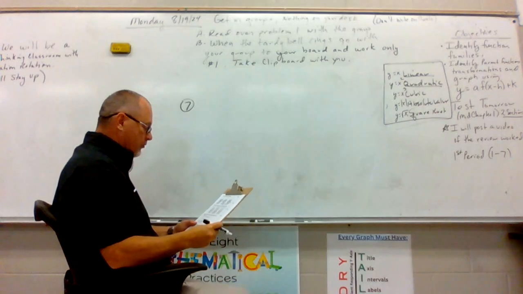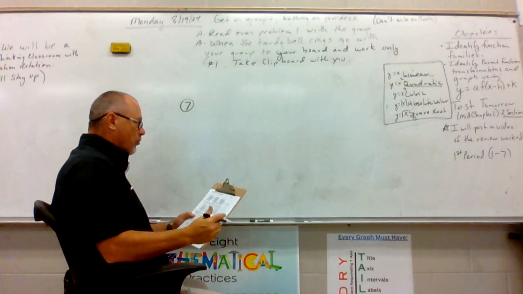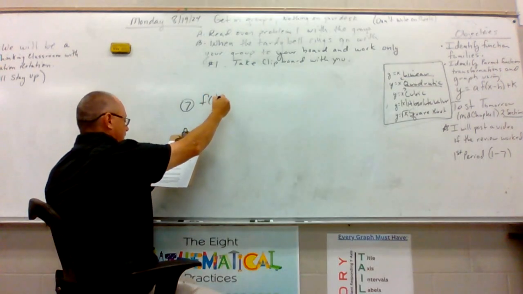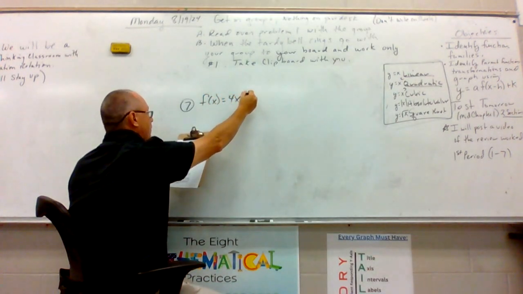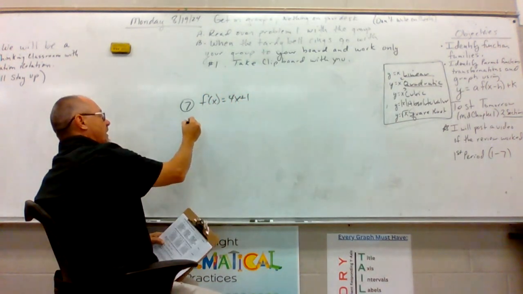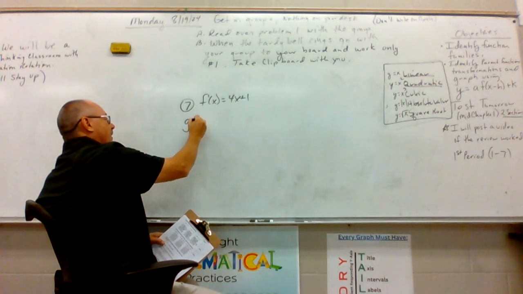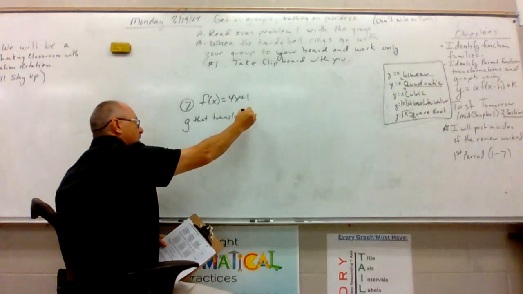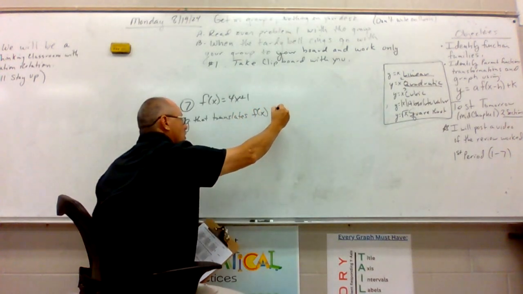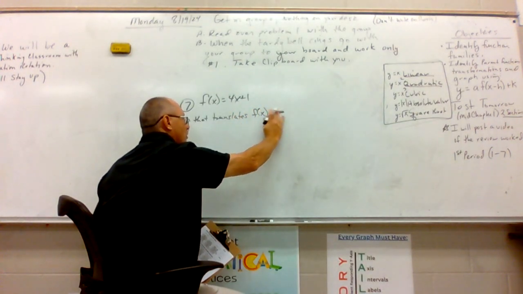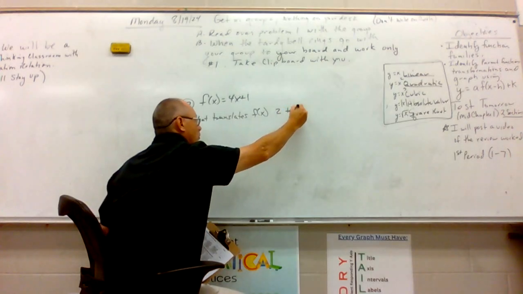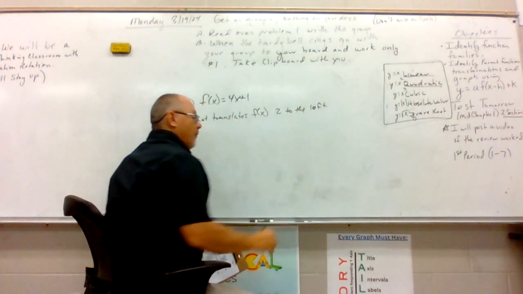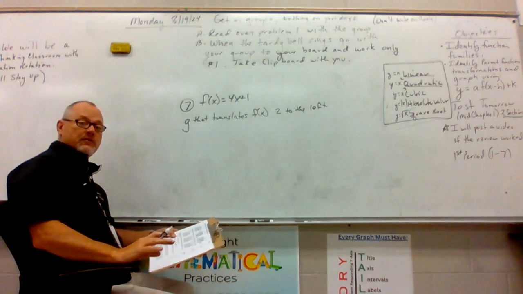And what the directions on 7 say is, create a g. All right, f of x equals 4x plus 1. It says create a g that translates f of x to the left. I'm not going to hide it, this is what that means.